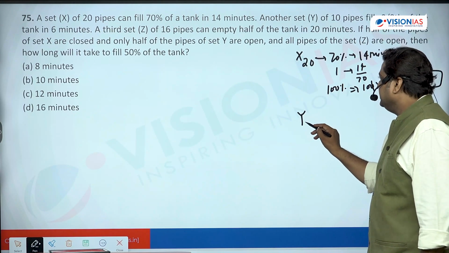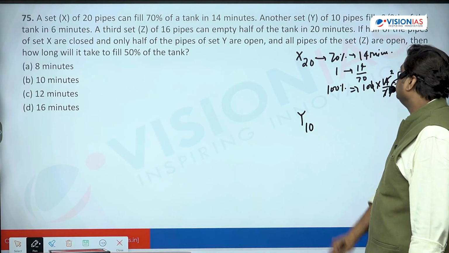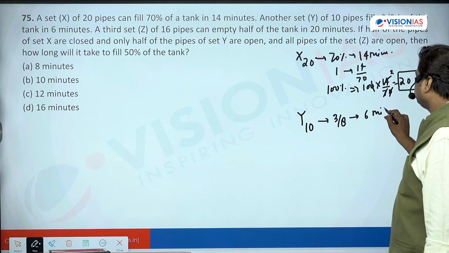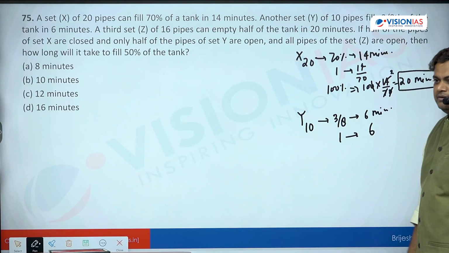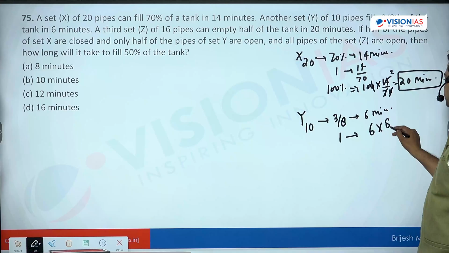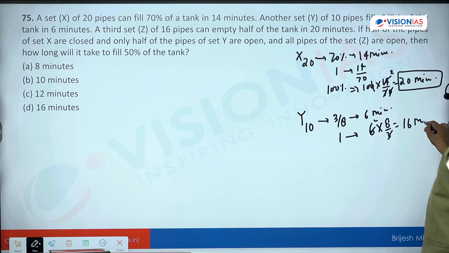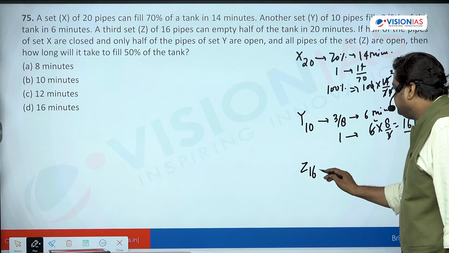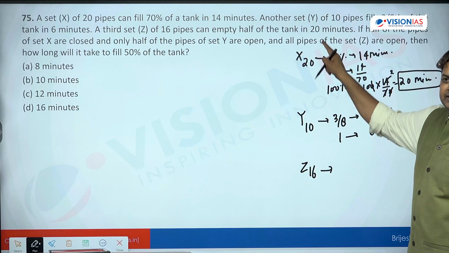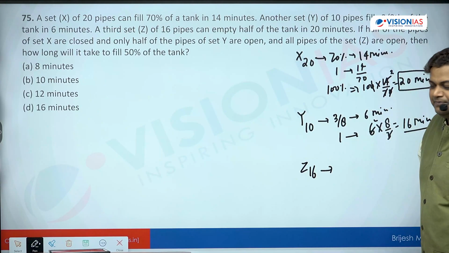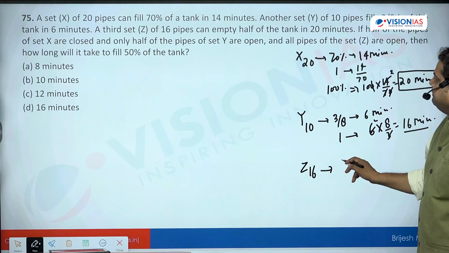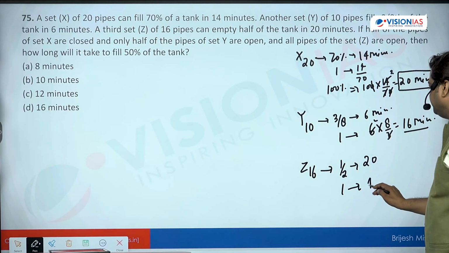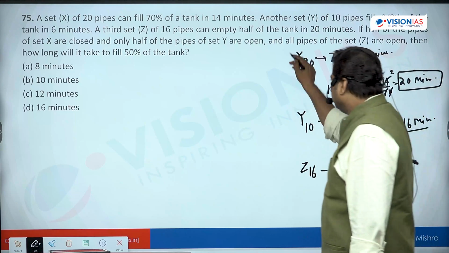The same way, set Y is having 10 pipes. It can fill 3/8 part of the tank in 6 minutes. So for 1 part, 6 divided by 3/8, that is 16 minutes. Then another set Z, it is having 16 pipes. It is emptying, so it is undone work. Water is going out from this pipe. It is an outlet pipe. It is emptying half of the tank in 20 minutes. So the complete tank in 40 minutes. Correct? So this is what we have written.